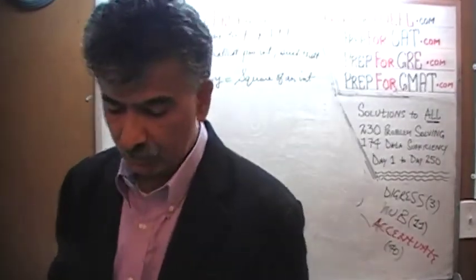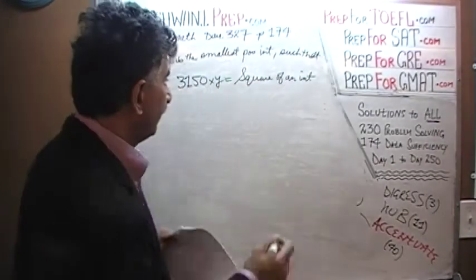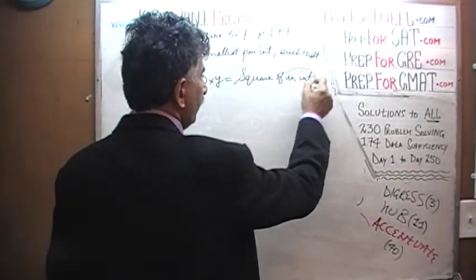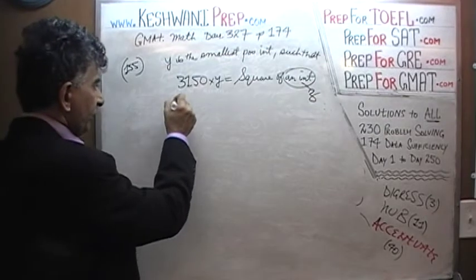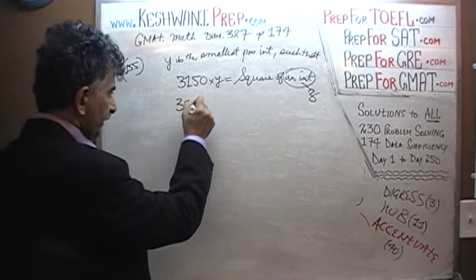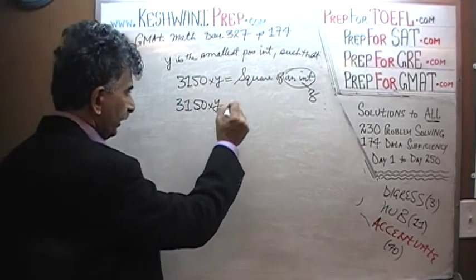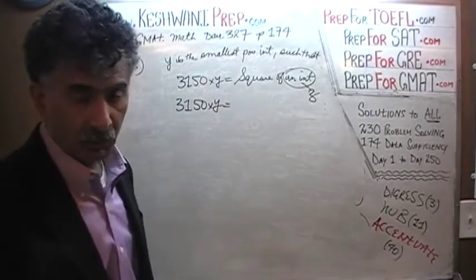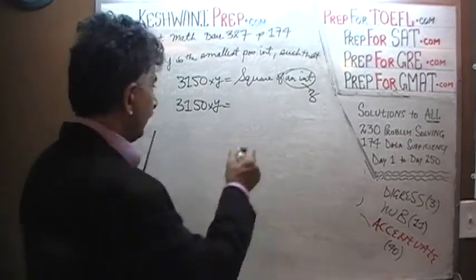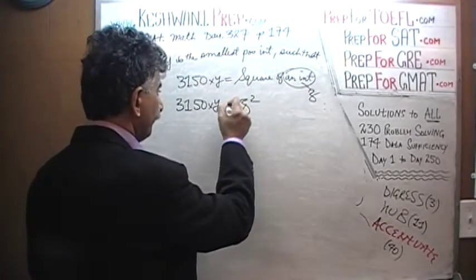Now, what does it mean, square of an integer? Say, for example, the integer that we're talking about, let's call this integer z. So what they're telling us is that this amount, 3150 times y, happens to be a square of an integer, and if you call that integer z, then this amount is equal to z squared.